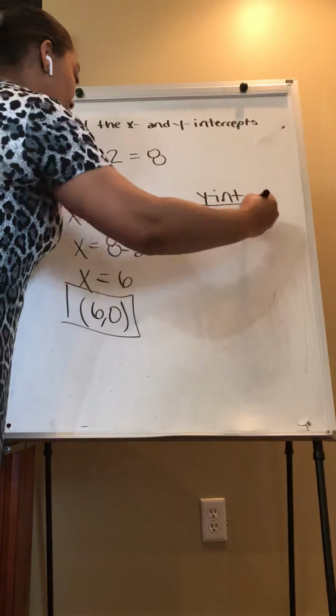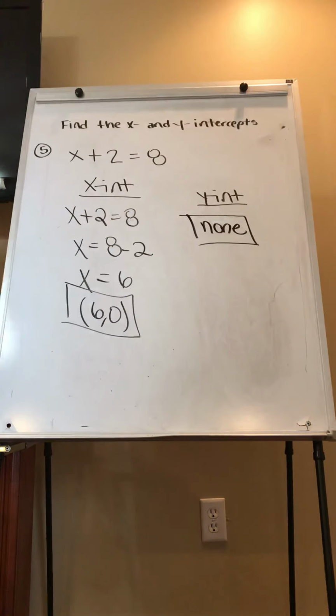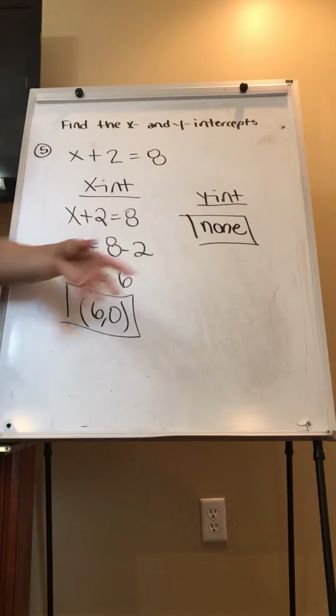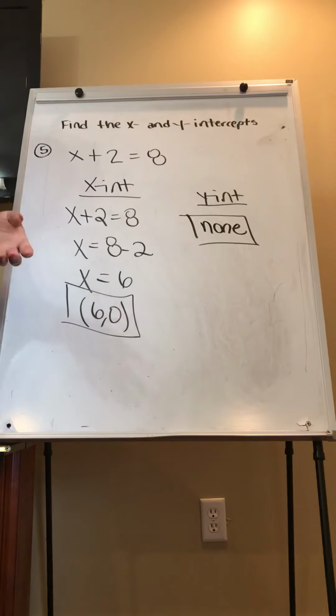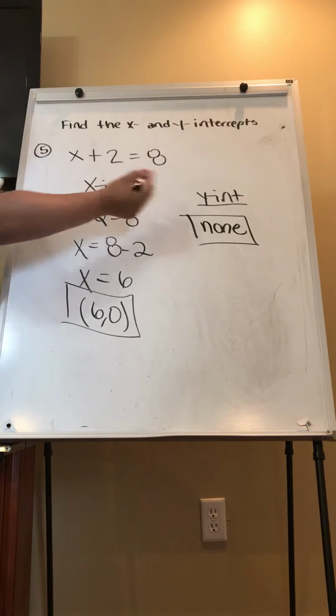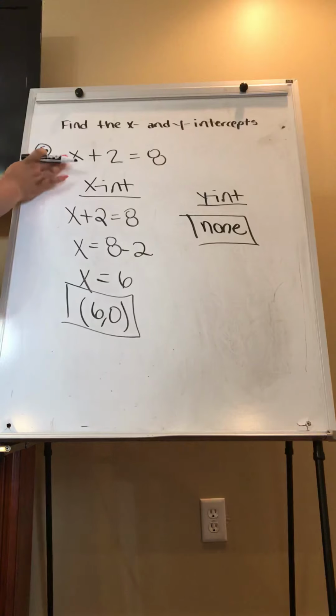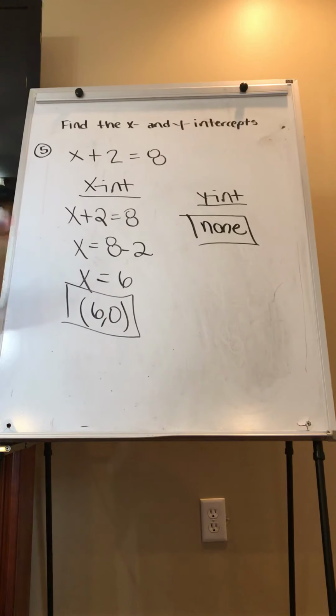Don't say 0 because 0 is the origin. It's a point on the graph. So you would say none. It doesn't have a y-intercept, obviously, because it doesn't even have a y. So let that be a reminder: if there's no y, there's no y-intercept. This line will only cross the x-axis, and it's going to cross it at 6.